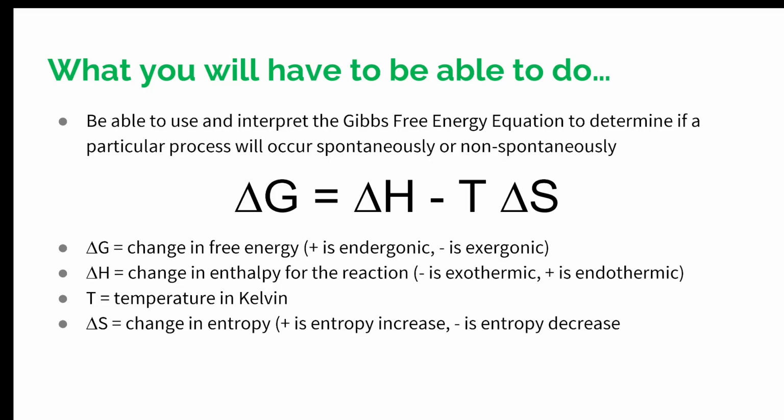Okay? So delta G is, again, the change in free energy. If it's a positive number, it's an endergonic reaction. If it's a negative value, it's an exergonic reaction. Delta H is the change in enthalpy for the reaction. So if it's a negative value, it's an exothermic reaction. If it's positive, it's endothermic. T is temperature in Kelvin, and delta S is the change in entropy. So if it's a positive value, the entropy is increasing. If it's a negative value, the entropy is decreasing, and we are moving towards order instead of disorder.